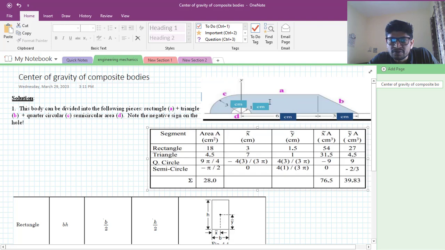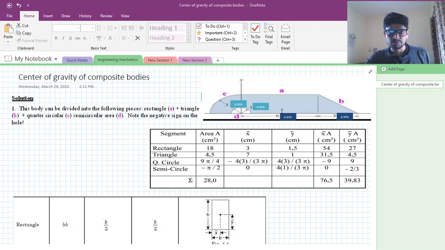So what is the reason for splitting this figure into simple figures? The reason behind this is, we don't know the center of gravity of this complete figure, but we know the center of gravity of this rectangle, the center of gravity of this triangle, and the center of gravity of this quadrant and semicircle. So it is easy to find out the center of gravity of these simple figures, rectangle, triangle, semicircle, quadrant, instead of the complete center of gravity of this complete composite body. So one by one we will find out the center of gravity of these geometrical figures.